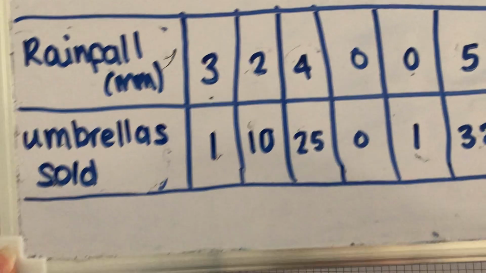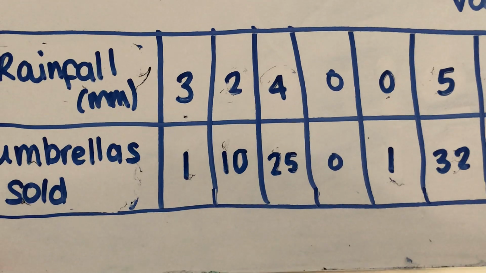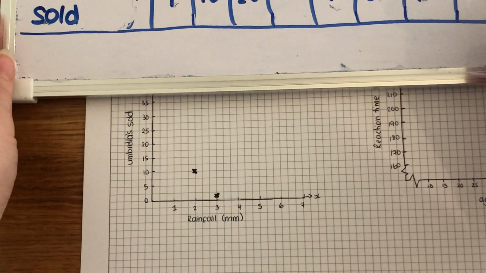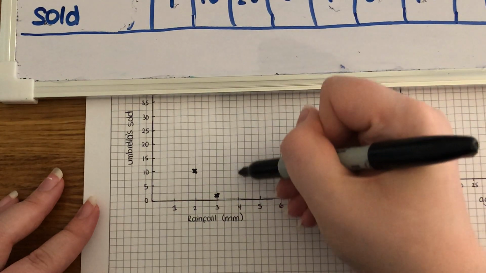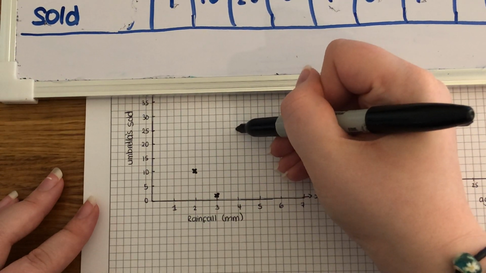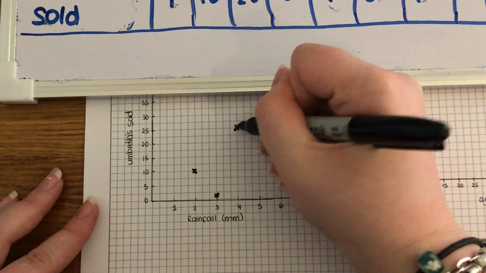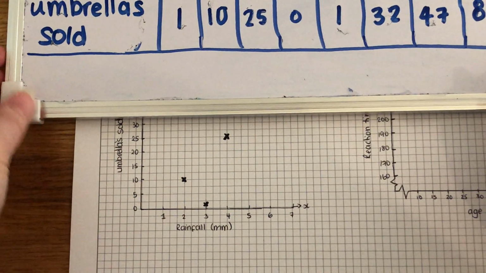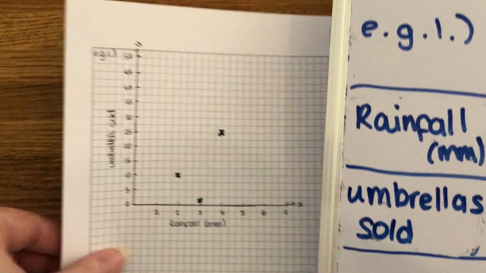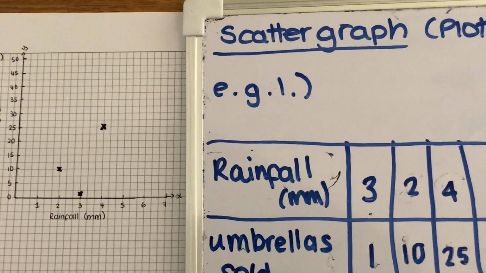Okay, the next one, so we've got 4 and 25. Again, it does get quite repetitive. So 4 across and 25 high, which is there. Okay, and you just carry on with that over and over again. Okay, I'm going to put this here a little bit so you can see both of them.